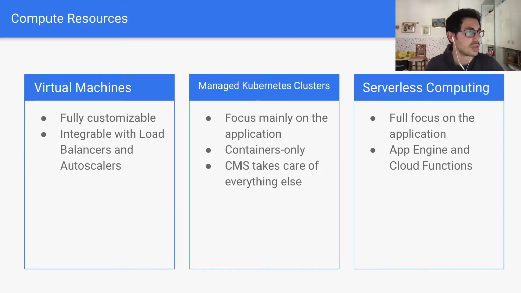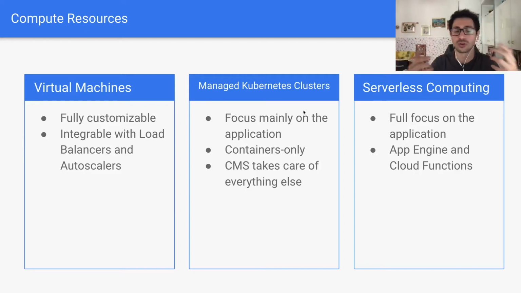Then we have the second possibility. The second possibility is the managed Kubernetes cluster. It's basically a kind of middle solution between virtual machines and serverless. Why? Because virtual machines are basically infrastructure as a service, and serverless computing, as we will see, is basically platform as a service. So managed Kubernetes is kind of in the middle, because it allows you to focus mainly on the application, but not only. There is still some stuff that you need to configure.